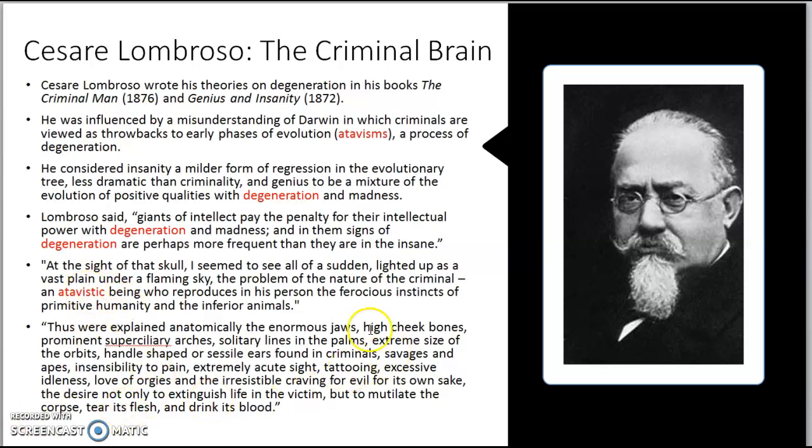So down here you'll see the idea of enormous jaws, high cheekbones, prominent superciliary arches, solitary lines in the palms, extreme size of the orbits, that's the eyes, handle-shaped or sessile ears found in criminals, savages, and apes, insensibility to pain, extremely acute sight, tattooing, excessive idleness, love of orgies, irresistible craving for evil for its own sake. These are things that Cesare Lombroso linked to the shape of your face, your jaw, the shape of your overall skeletal skull. And so again, we're going to see this in Dr. Jekyll and Mr. Hyde. We're going to see this in Dorian Gray.